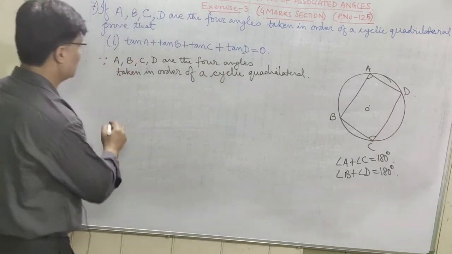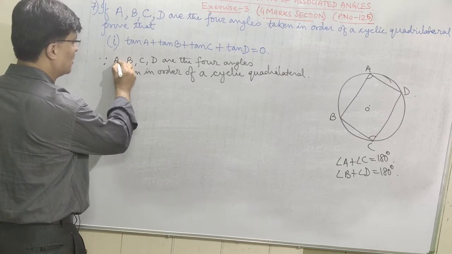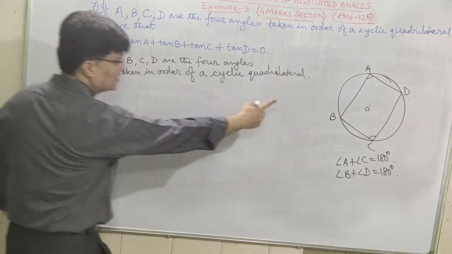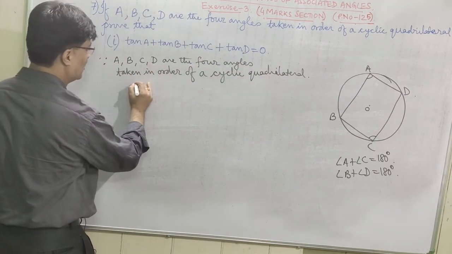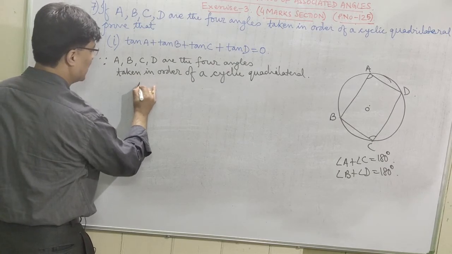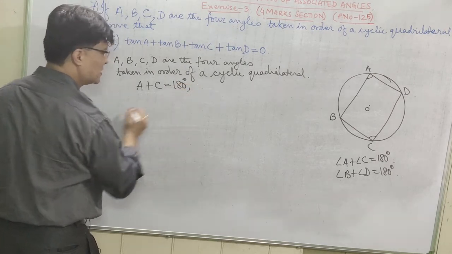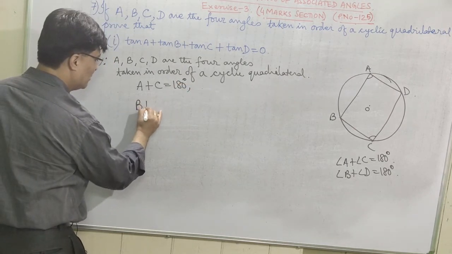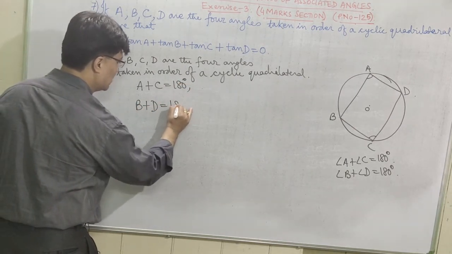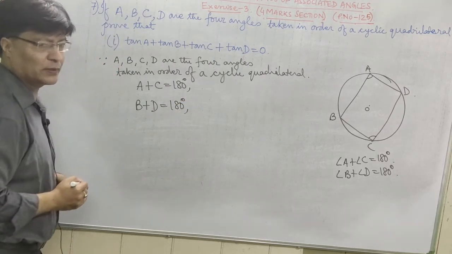So what can you write here? That is, the opposite angle of A will be C. That is A plus C. You can write only A plus C out here. That is, angle A plus angle C is equal to what? 180 degree. And angle B plus angle D is equal to, this is also 180 degree.